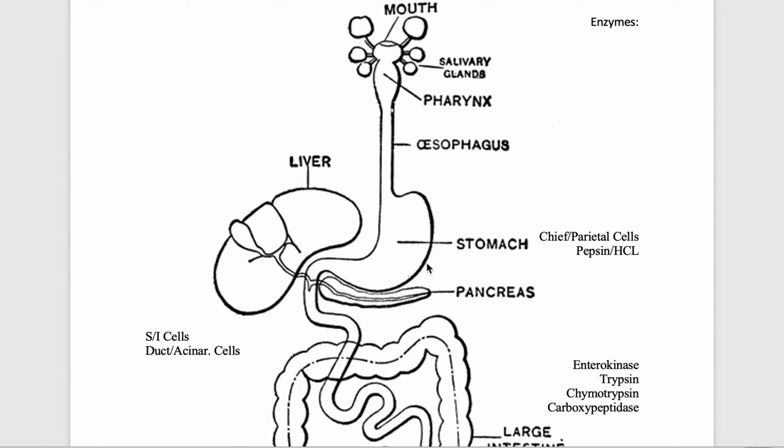So protein digestion is going to start up here in our mouth, and then it's going to move into the stomach. It'll start with mechanical digestion and move on to the stomach here. Proteins will then be broken down by pepsin and HCl, which is secreted by the chief and parietal cells.